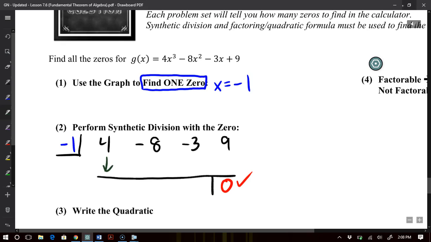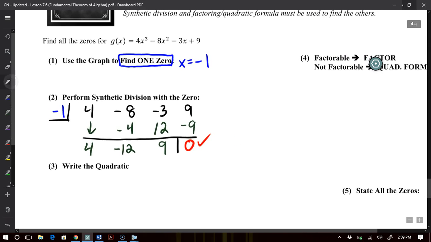We drop down the first, I get a 4. -1 times 4 is -4. -8 minus 4 is -12. Multiply -1 and -12, I get +12. -3 plus 12 is 9. -1 times 9 is -9. And I do get a remainder of 0. And so now I'm going to write the quadratic: 4x squared minus 12x plus 9 equals 0. It's the same thing that we did before.